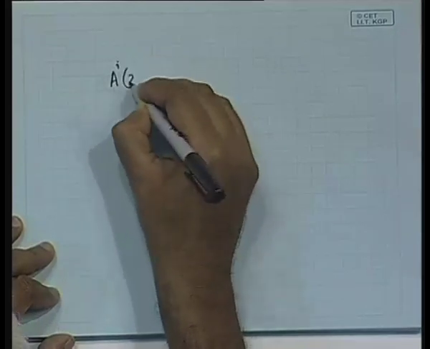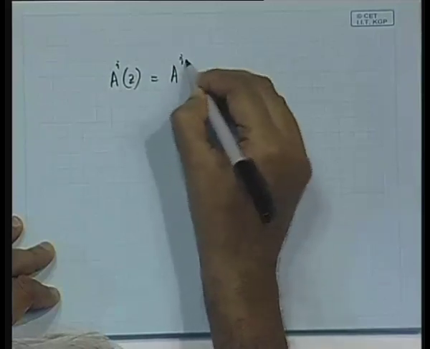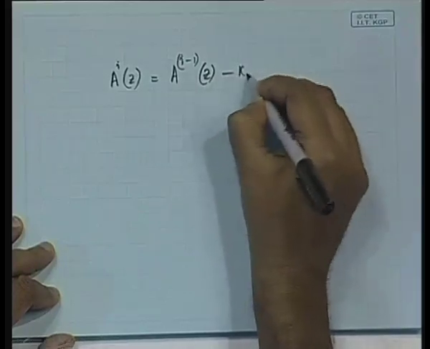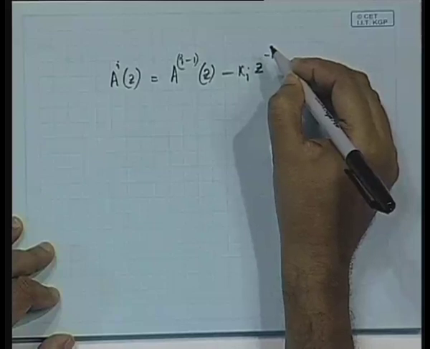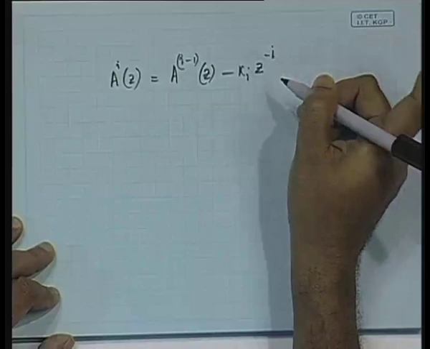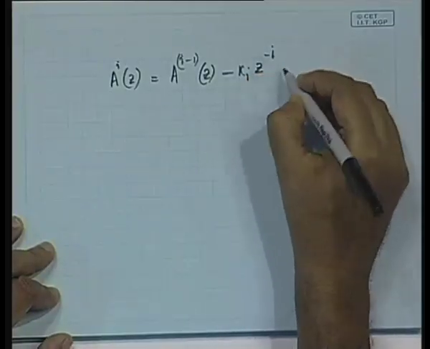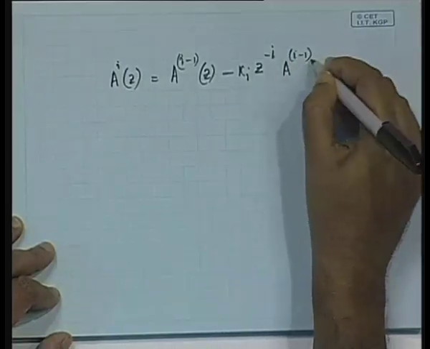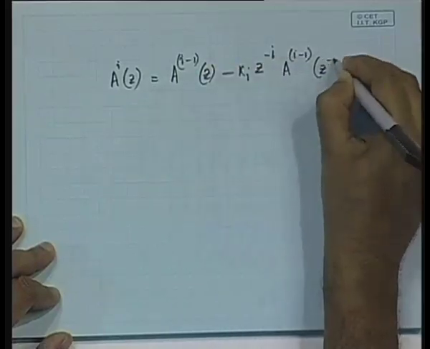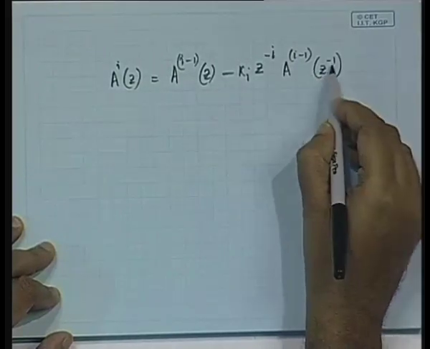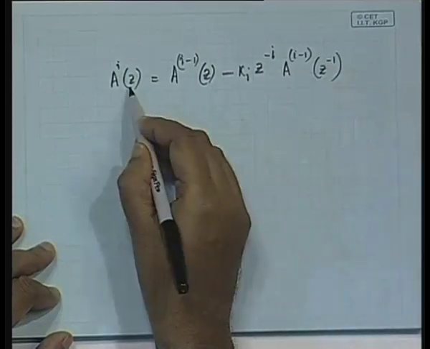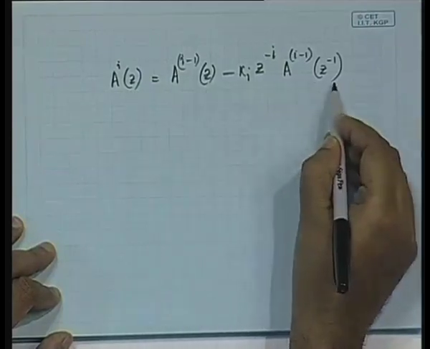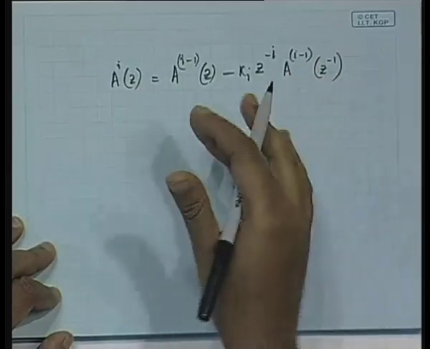relation something like this: A_I(Z) can be expressed as A_(I-1)(Z) minus K_I Z to the power minus I. We can immediately note how this Z to the power minus I term comes. After isolating the last term in the summation process, we are definitely going to get a Z to the power minus I term, and by properly identifying, you will find that this becomes A_(I-1) and the argument of this becomes Z to the power minus 1, and this is very interesting. Here it is A(Z), here it is A(Z), but here it is A(Z to the power minus 1). By simplification and proper working, this is what you will be obtaining.